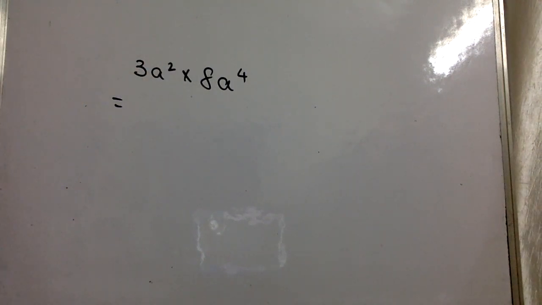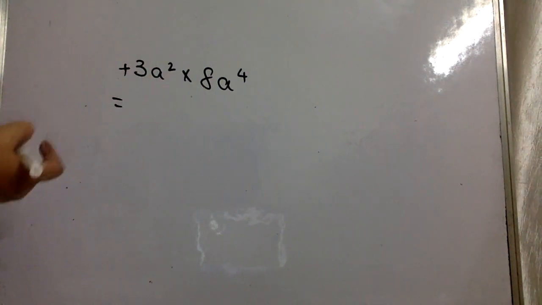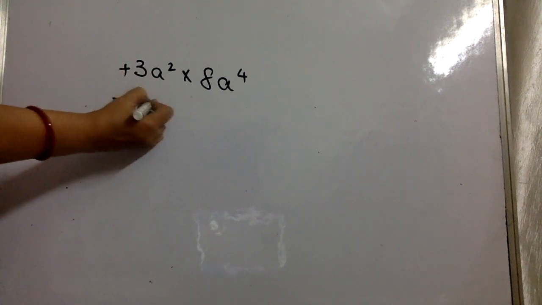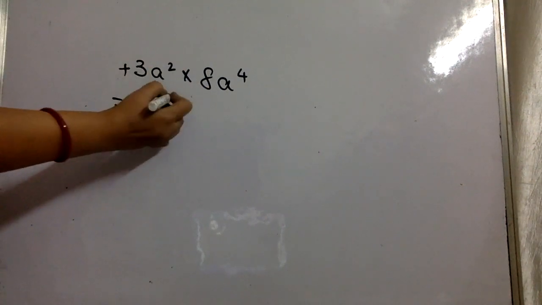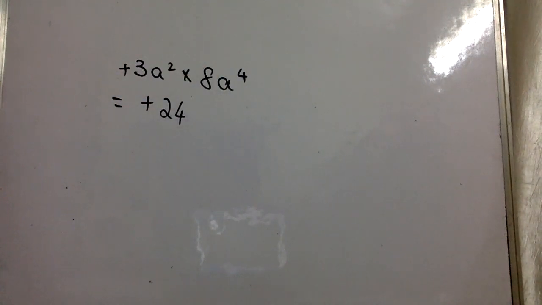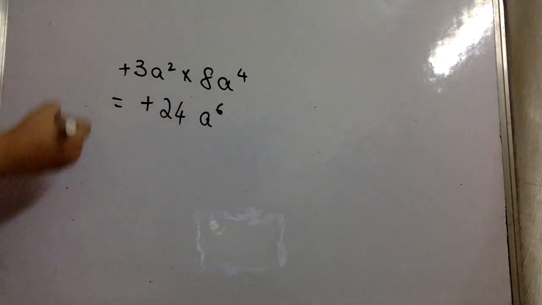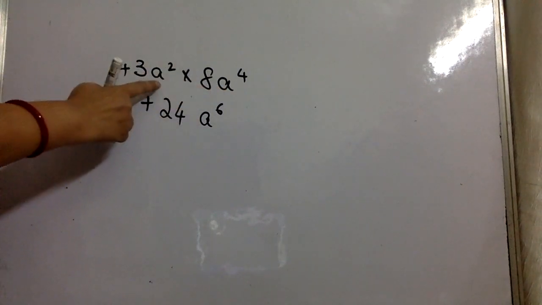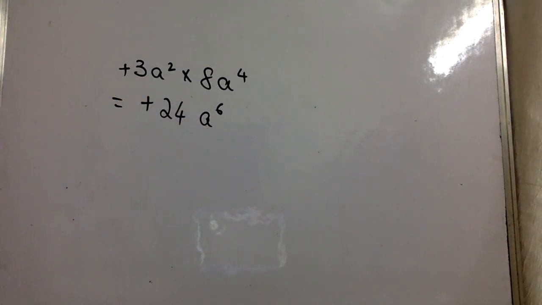The very first thing we have to notice is the signs. There is a plus here. Not written means a plus. Not written, that is also a plus. Plus into plus is a plus, according to our knowledge. Then comes the number with number, 3 with the 8, write the 24. Then comes the variable with variable. Now we have learnt in our exponents first rule that if the base is the same and the power is different, the power gets added. So we write the base a and the power gets added, that is 6. So my answer is 24a to the power 6.